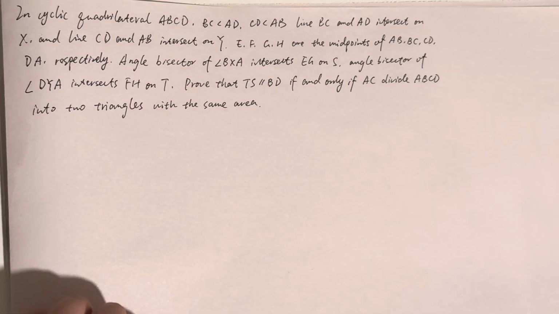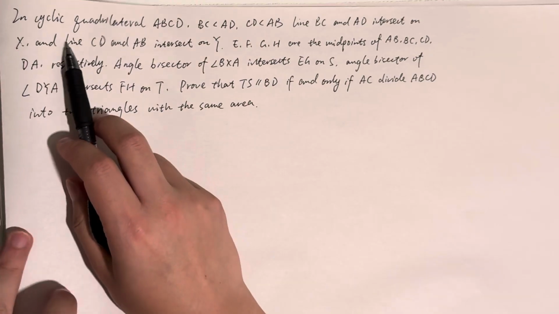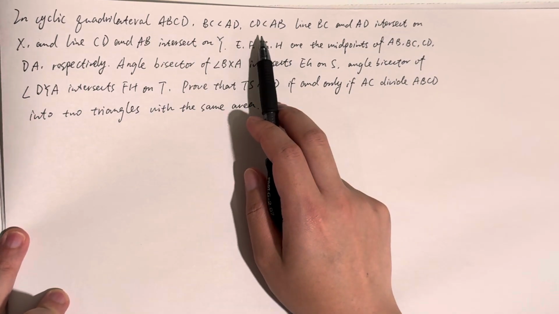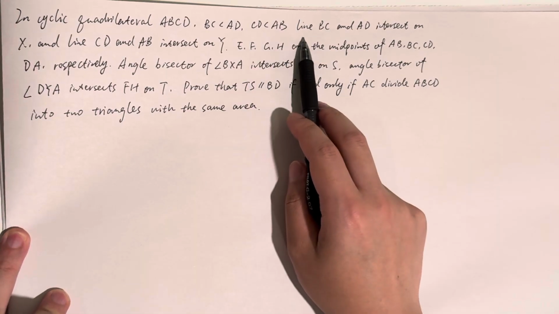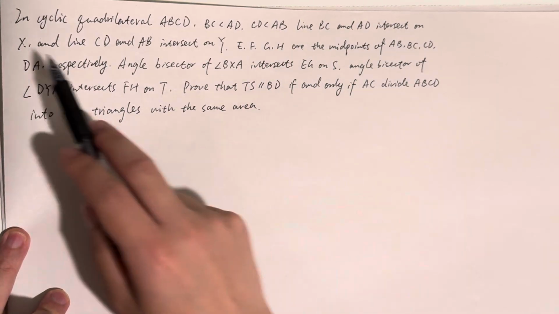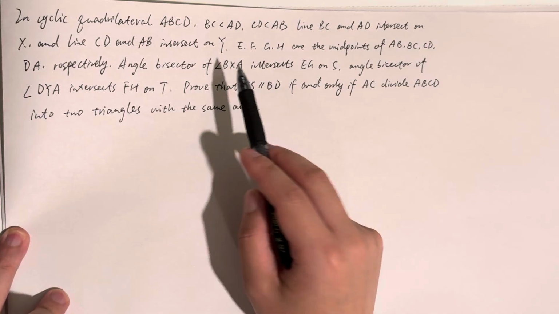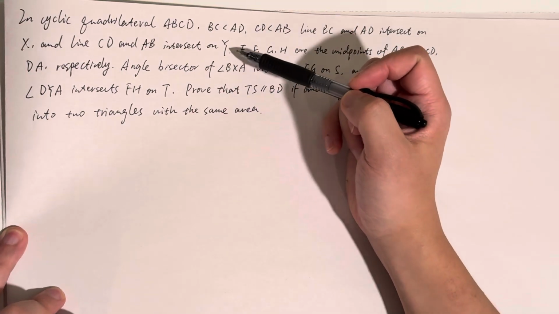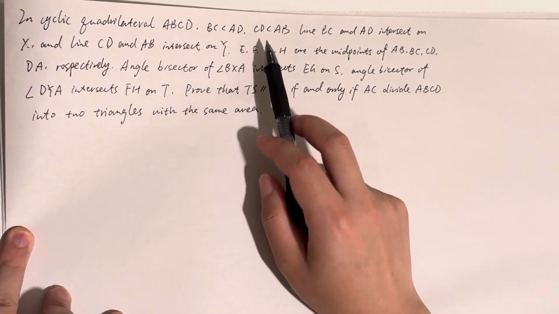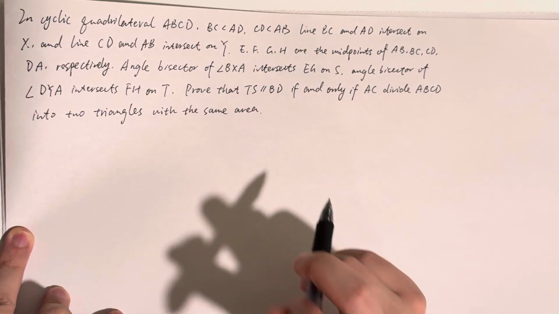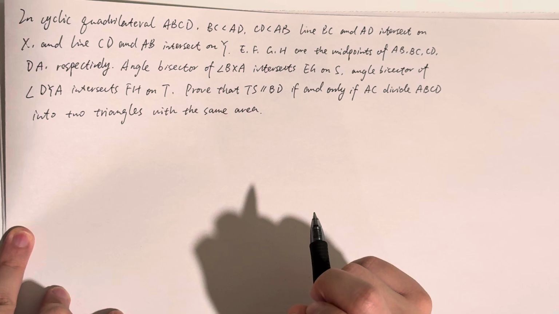The problem says that in cyclic quadrilateral ABCD, BC is less than AD, CD is less than AB, and lines BC and AD intersect at X, lines CD and AB intersect at Y. Just stop here. We basically know that BC is less than AD and CD is less than AB. This condition just defines the position of XY, right?